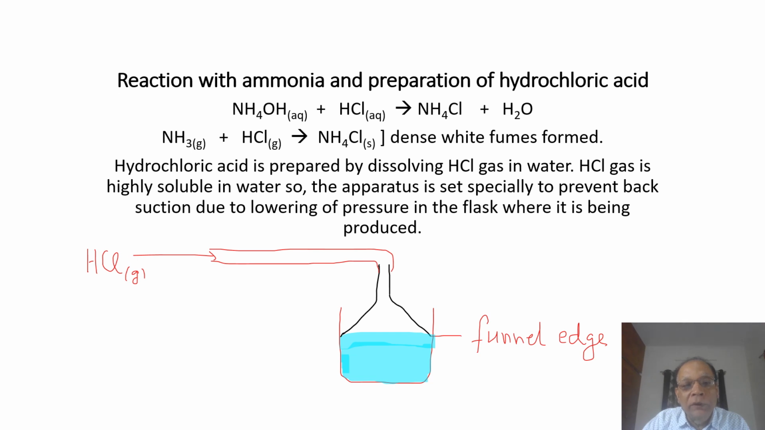Whereas ammonia gas reacts with HCl to give ammonium chloride solid. Dense white fumes are formed when the two gases are made to come close to each other. This tells us the nature of ammonia gas. Hydrochloric acid is an acid. Even in case of gas, HCl gas has acidic properties. So it reacts with ammonia, which is basic. So it tells us that ammonia is basic.